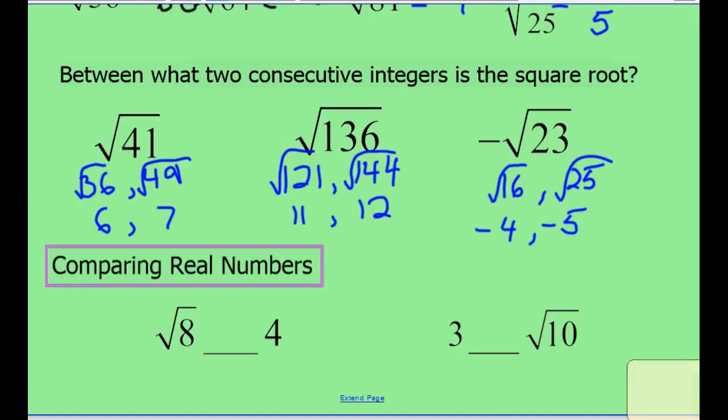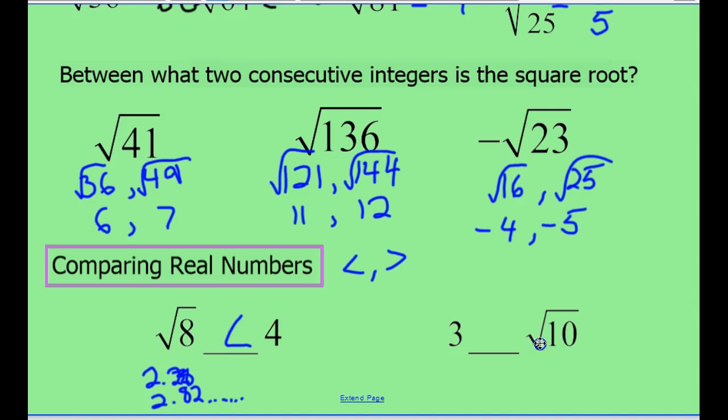Alright, our last problem's on here. We are comparing real numbers, so we need to figure out which one is greater. So the square root of 8, if we put that into our calculator, we get 2.82, and on and on. Which one is bigger, 2.82 or 4? Well, it's 4, so I'm going to say 4 is bigger.